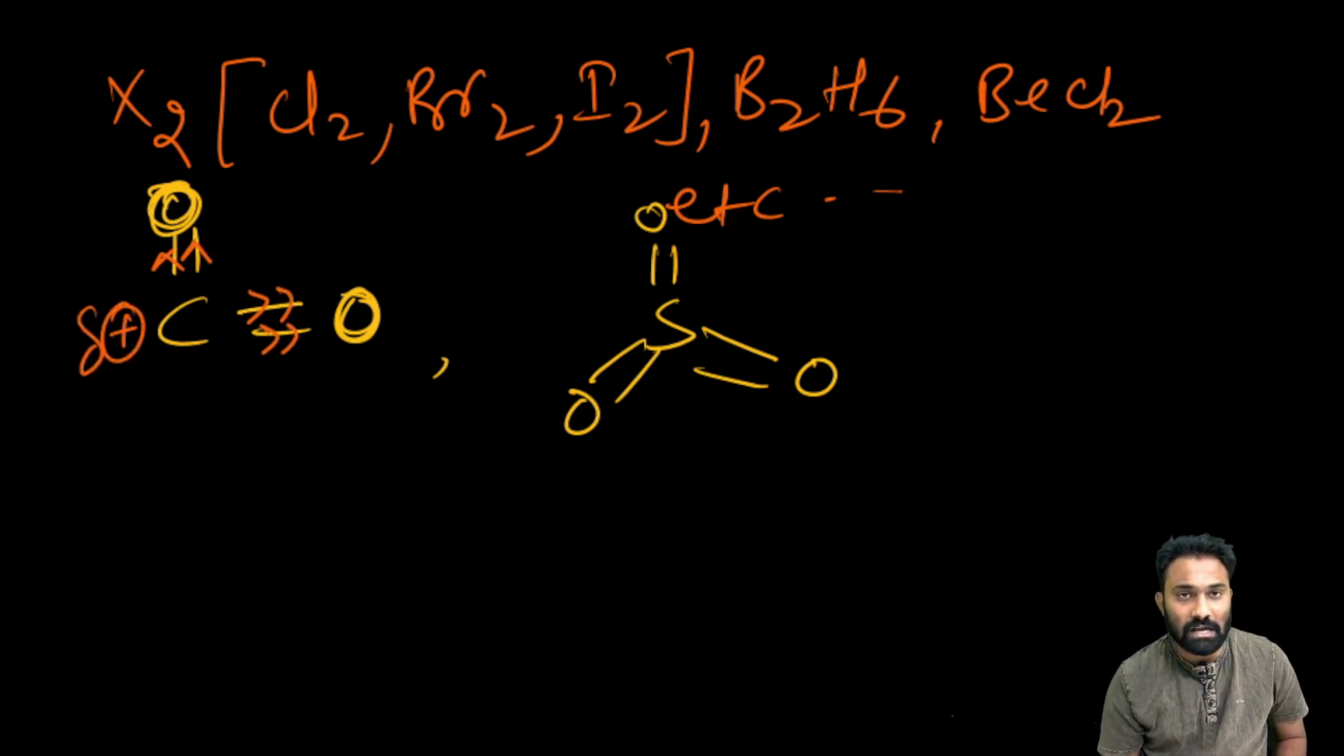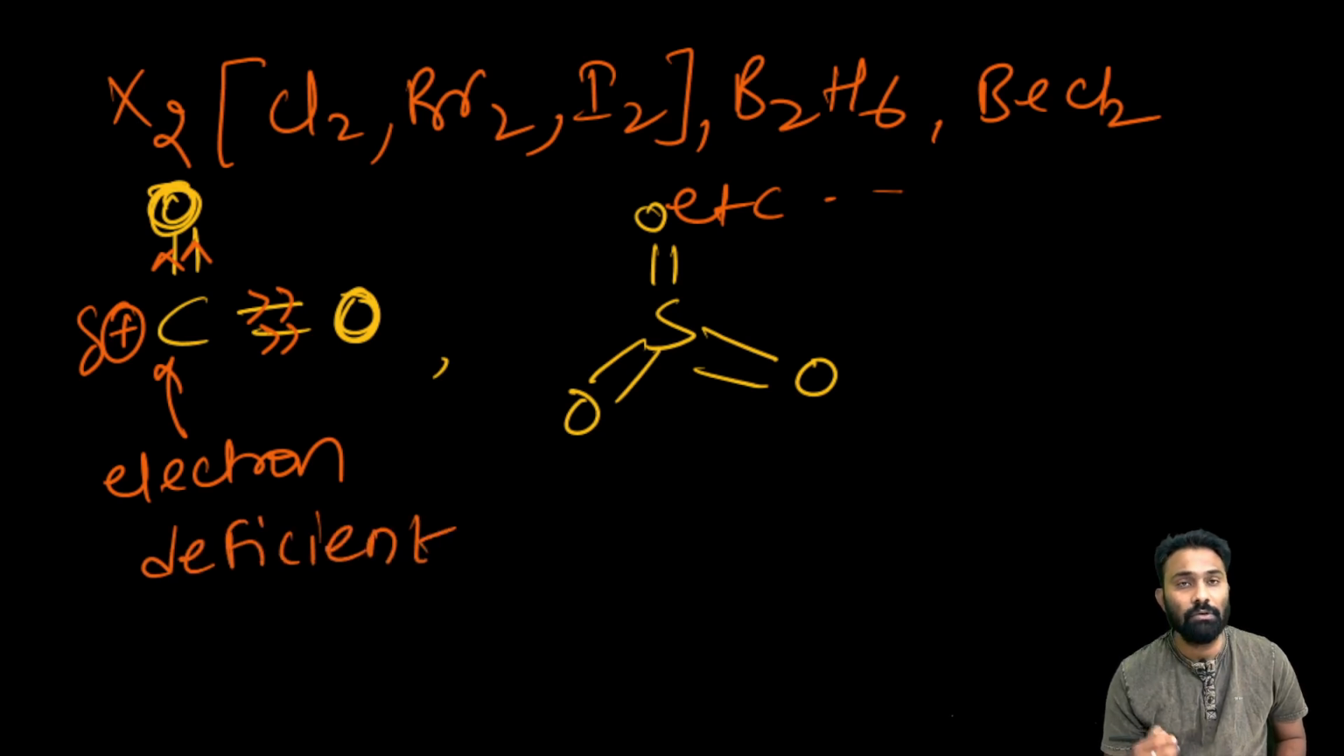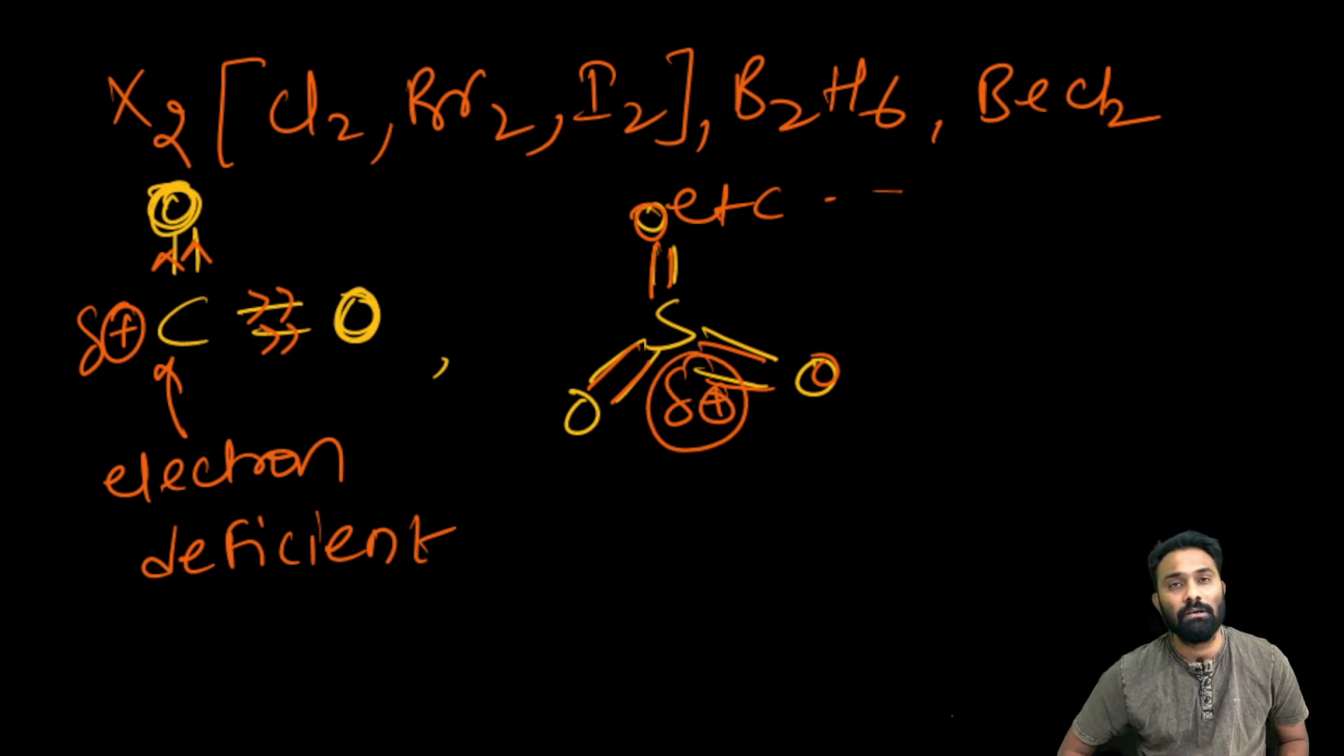Clear? Now when this carbon is getting the partial positive charge, it is becoming electron deficient, right? Due to that electron deficiency, it will accept the electron. That's the reason this is a neutral electrophile. Then here sulfur also has been attached with three more electronegative elements. When it is attached with the three more electronegative elements, it has the partial positive charge.